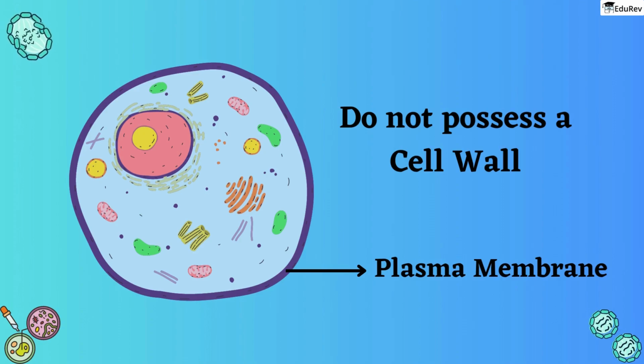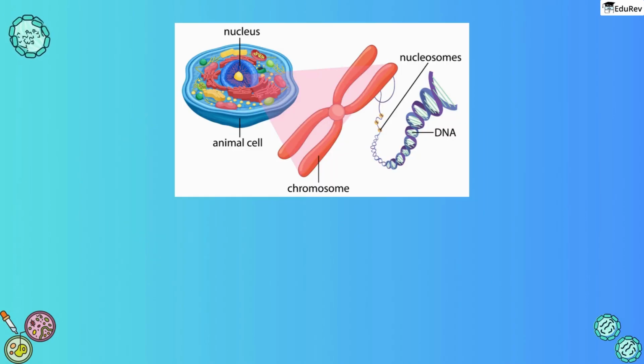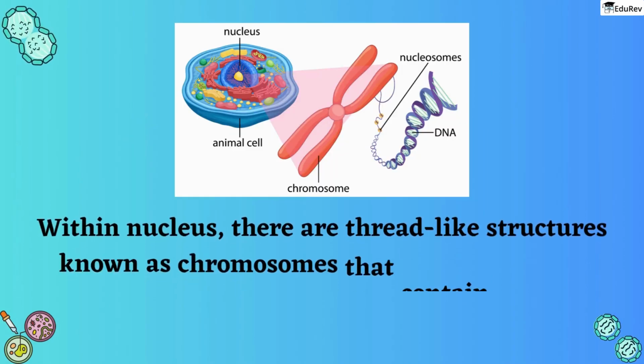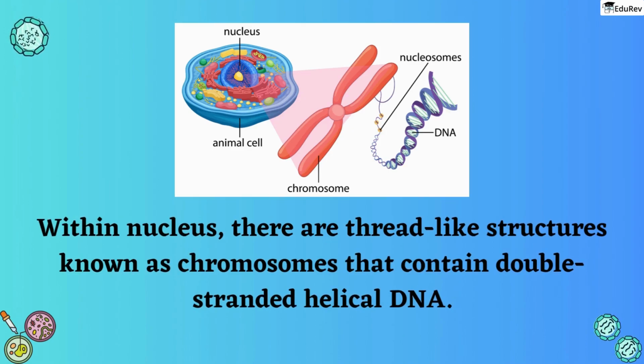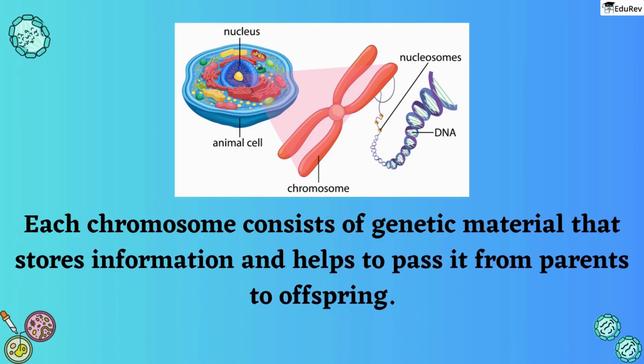Besides the cell wall and cell membrane, the plant and animal cells have a similar dense structure called the nucleus. Within the nucleus, there are thread-like structures known as chromosomes that contain double-stranded helical DNA. Each chromosome consists of genetic material that stores information and helps to pass it from parents to offspring.